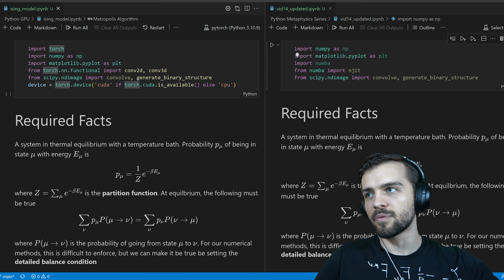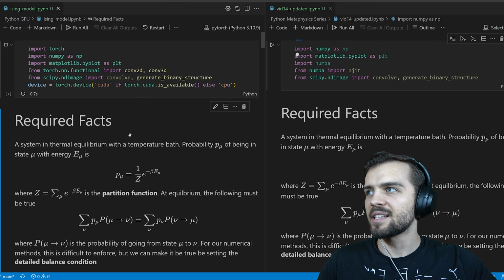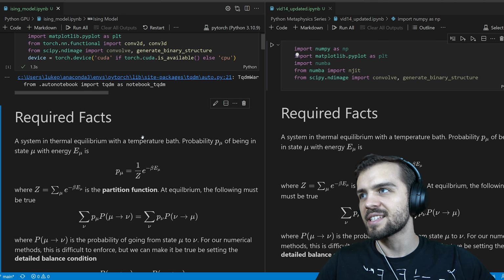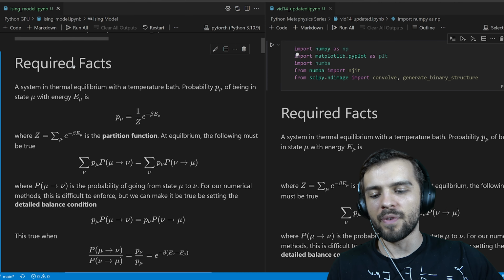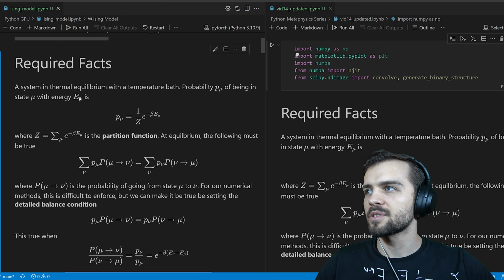So let's do a little review here about statistical mechanics. It's a very simple theory. In terms of how complicated theories get, the Ising model isn't actually that difficult. But the idea here is you need some required facts. Everything here is statistical because you're dealing with a large number of atoms.